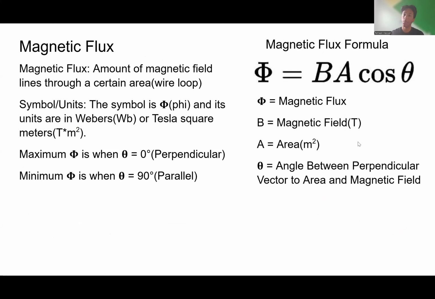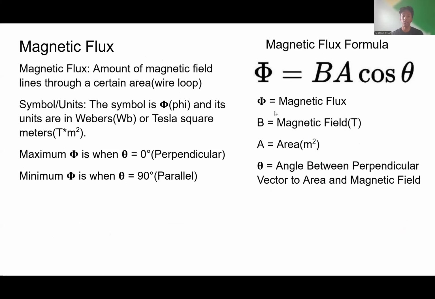So now let's get into magnetic flux. Magnetic flux is the amount of magnetic field lines through a certain area, or in this case, a wire loop. The symbol is phi, and its units are Webers or Tesla meter squared. The maximum flux is when theta is 0 degrees, and the minimum flux is when theta is 90 degrees. On the right, here's the magnetic flux formula. Phi is equal to BA cosine theta.